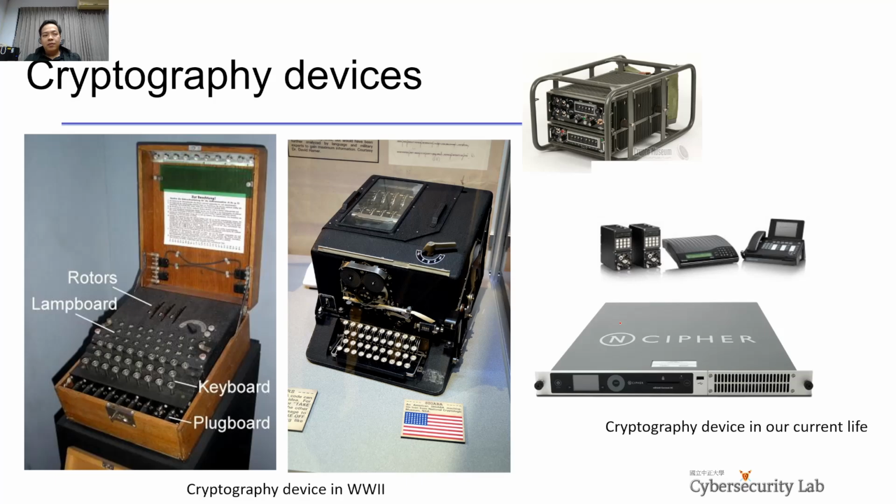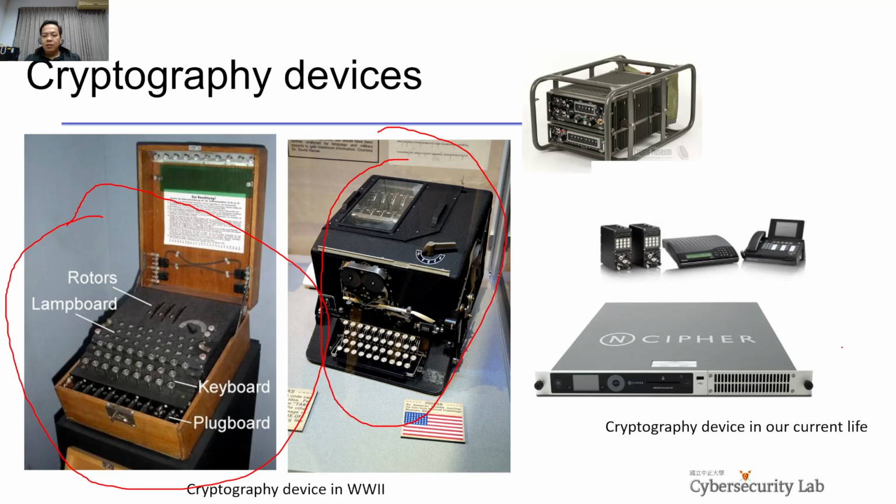In practice, a cryptography device can be many kinds of devices, many types of devices. A long time ago, there were cryptography devices in World War II. You see this one from Germany and this one from the United States. These were very important devices because they helped to secure the communication between the commanders or the command centers over several countries.